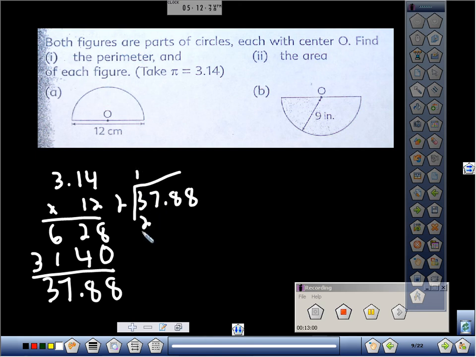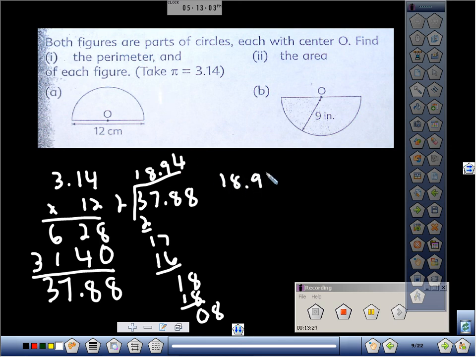That goes in one time, that's 2, 17. 7 times 2, 8 times 2, which is 16. 2 goes into 18 9 times, which is 18. So 0, bring down the 8. 4 times, so we got 18.94. 18.94, my wonderful people, is only this part, but now we got to add 12 to that. So we'll line up the decimals. Notice how I line those suckers up. 4, 9, 8, 9, 10, 0, carry the 1. So 30.94. The perimeter equals 30 and 9400ths centimeters.